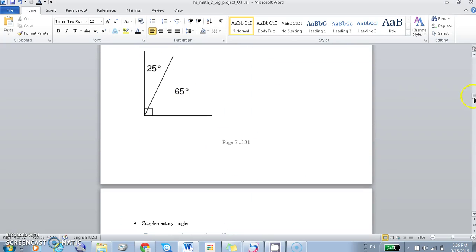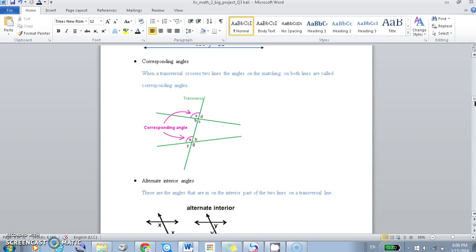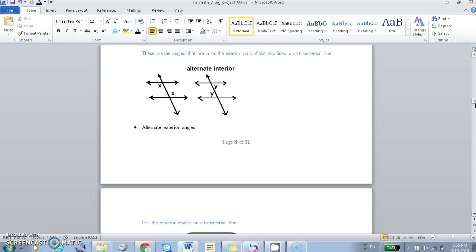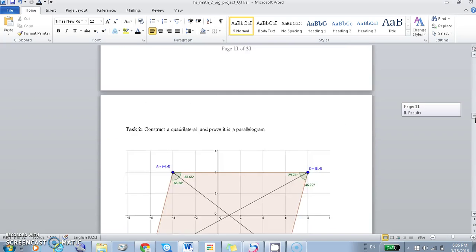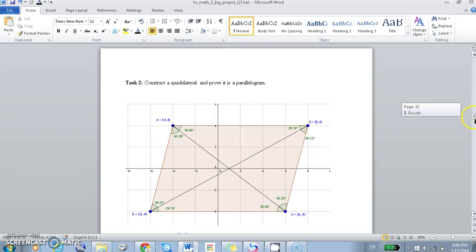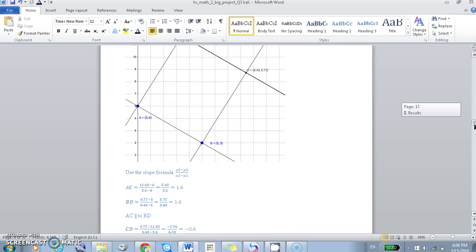And these definitions are given to us because we use them a lot during the quarter, and it's the basic thing we need to know in order to answer any of the questions that are given to us. So task 2, I already explained up there, is about proving that a quadrilateral is a parallelogram. Task 3 is proving that a parallelogram is a rectangle.